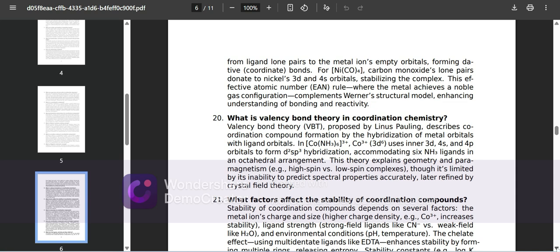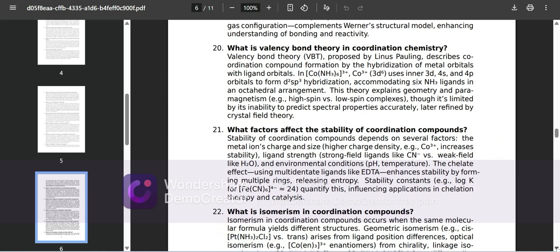This follows the effective atomic number rule, where the metal achieves a noble gas configuration, complementing Werner's structural model and enhancing understanding of bonding and reactivity.